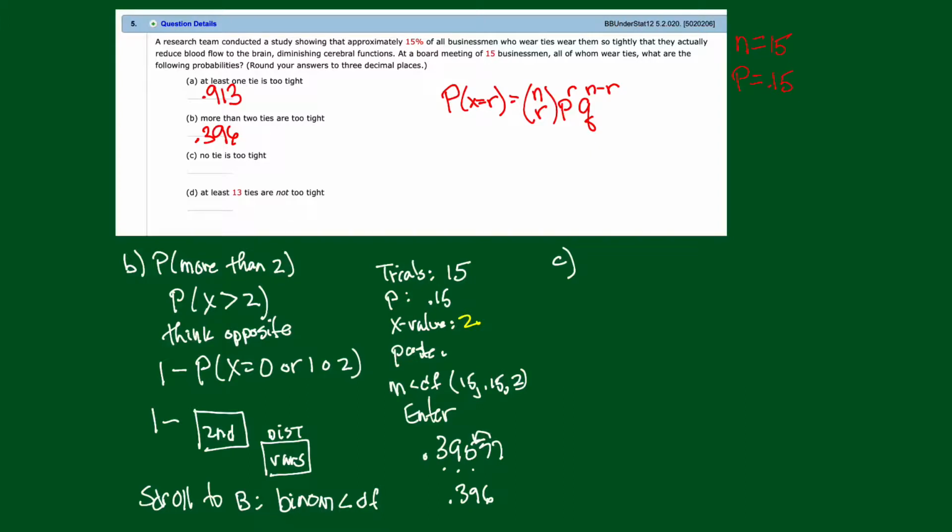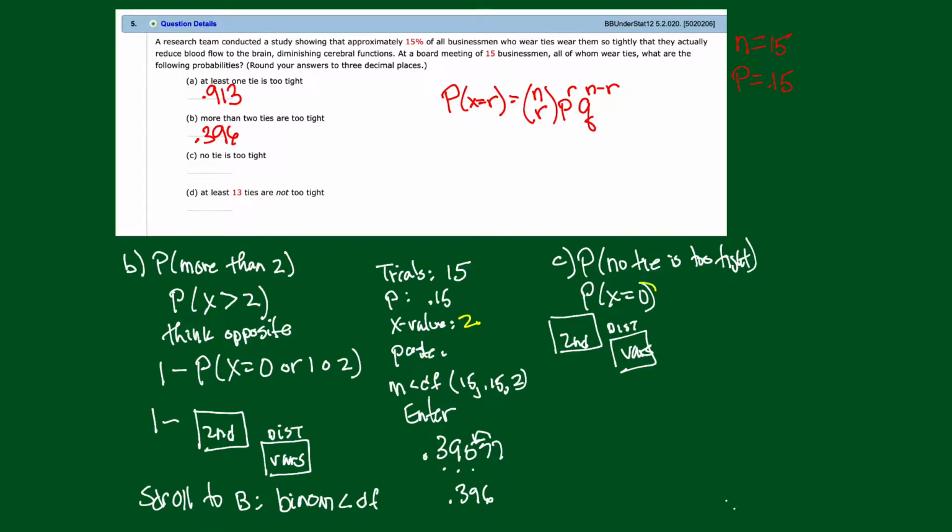And here in part C, we want the probability that no tie is too tight. Now, a tie being too tight, that's a success. So what we want is probability X is 0. Well, we can get this on the calculator directly. Let's just do it again here. You probably already know how to do it. We go to second, VARS. That's where distribution is.